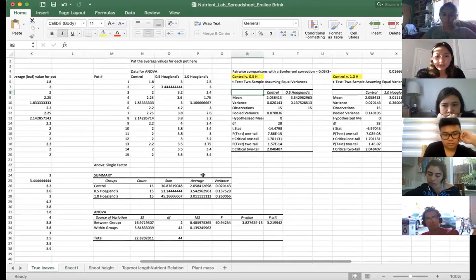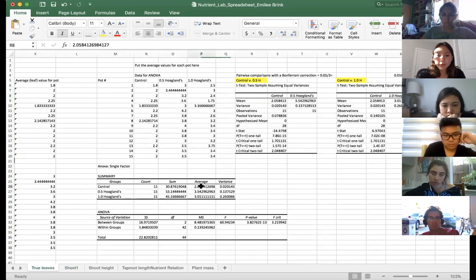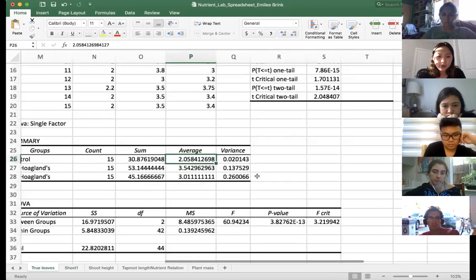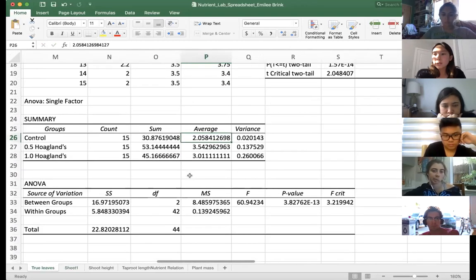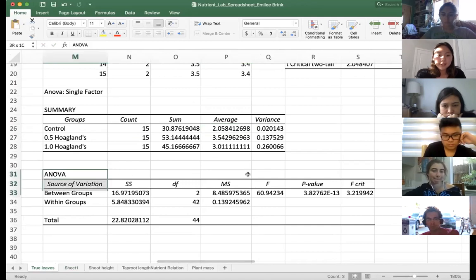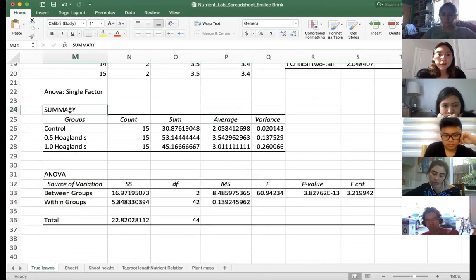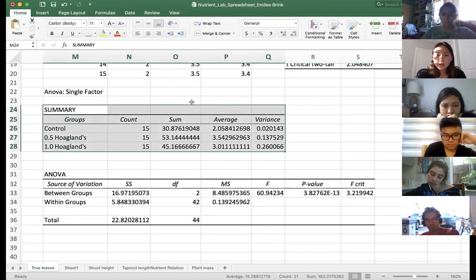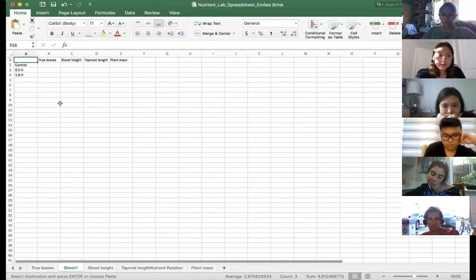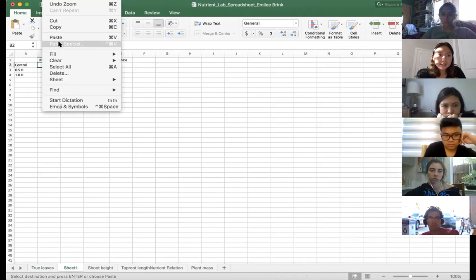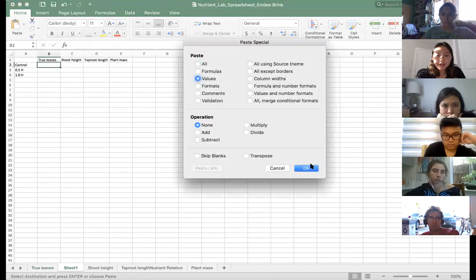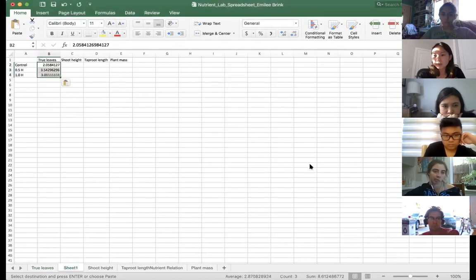So right here, I'm on the sheet for number of true leaves. In the ANOVA table, remember that when you are putting your tables into your paper, this is the only part that you're going to copy and paste into your paper. And then for the averages, this top part right here, we're just going to copy and paste these averages. So copy, edit, paste special values into this one table right here.